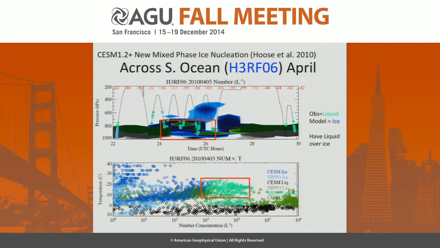And you can see here, when we do that, now we start to actually pick up supercooled liquid, not ice, from the model in these regions. And you can see the changes here. We're getting higher concentrations of supercooled liquid, and actually supercooling to lower temperatures.